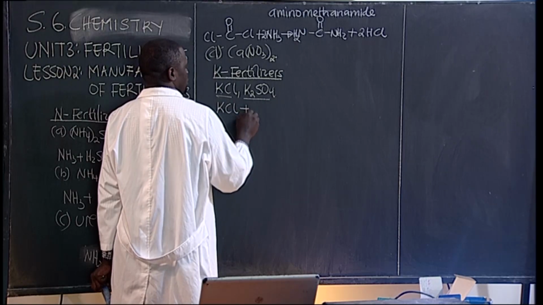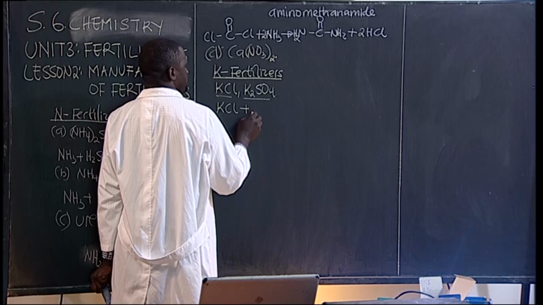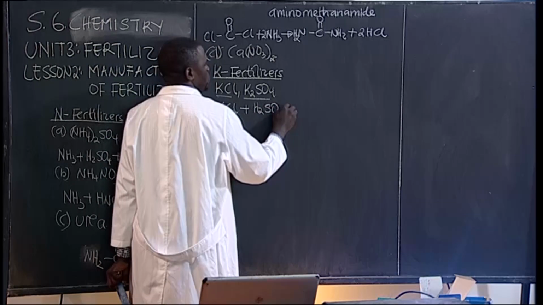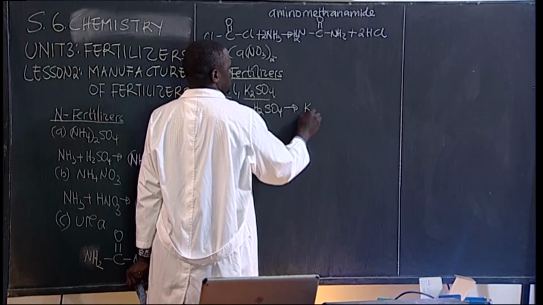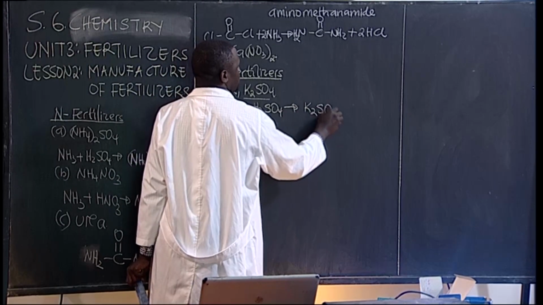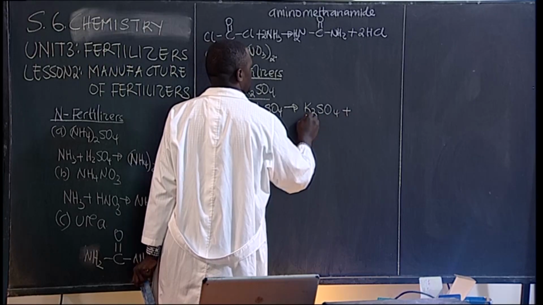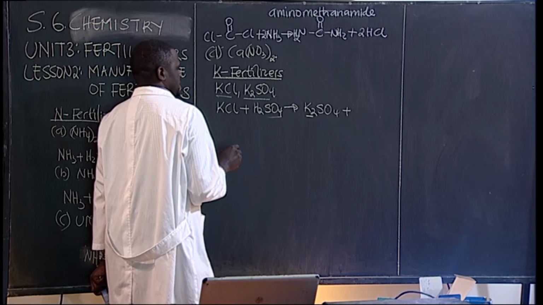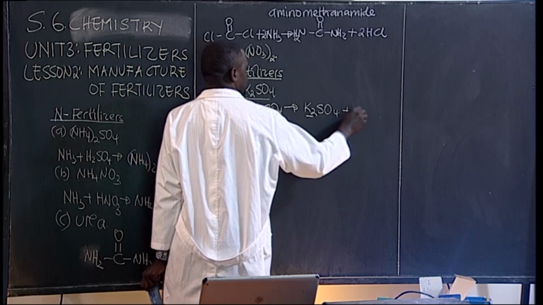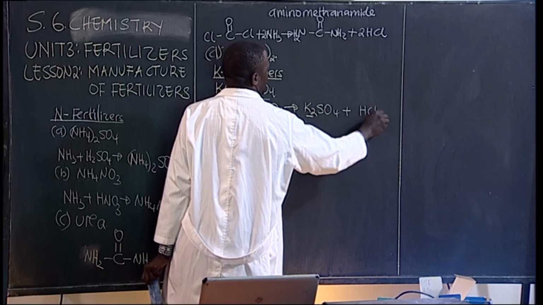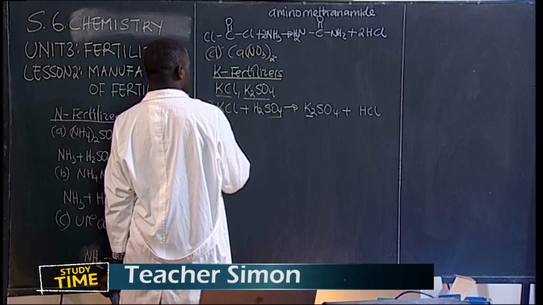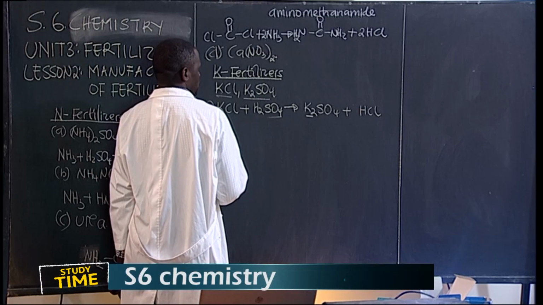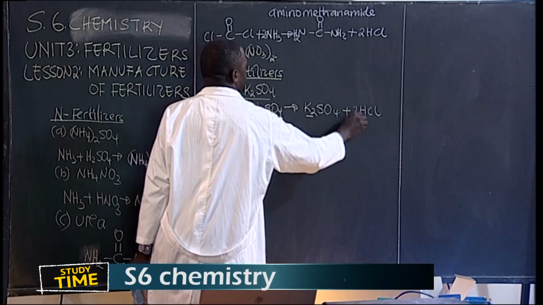You can combine it with, for example, sulfuric acid, and then you form potassium what? Sulfate, which has more amount of potassium compared to this one, plus HCl. We can balance, or it may not be very important to balance, but it's good when we balance. So we put 2 and 2 there.